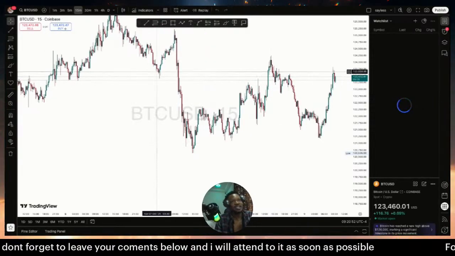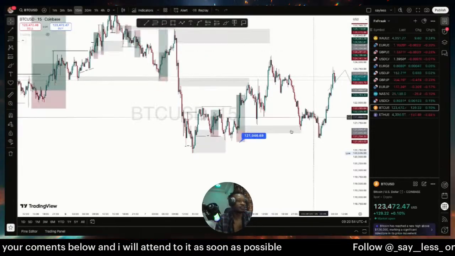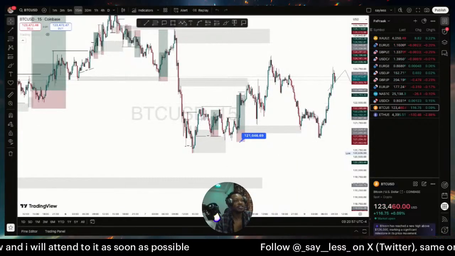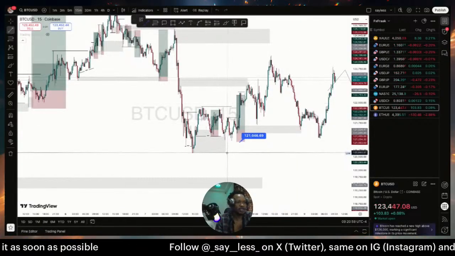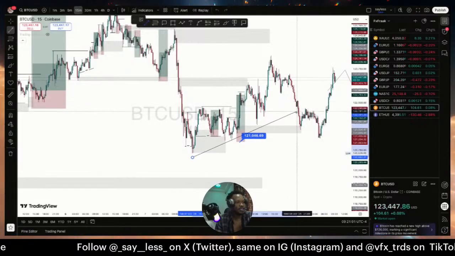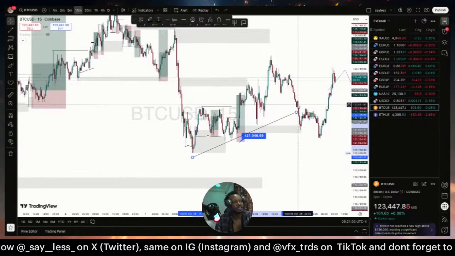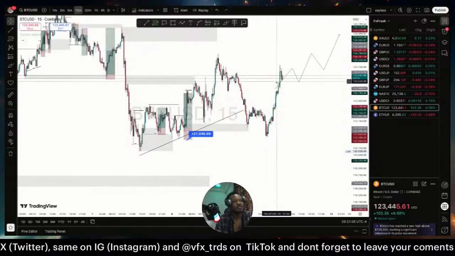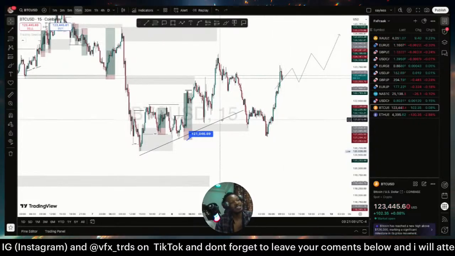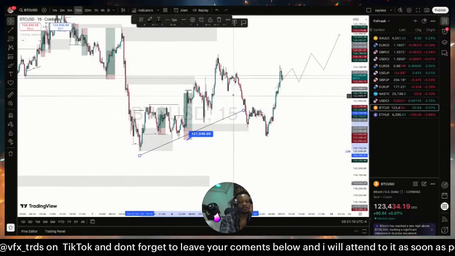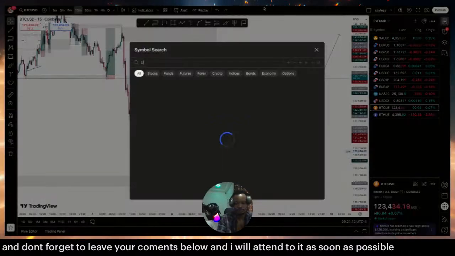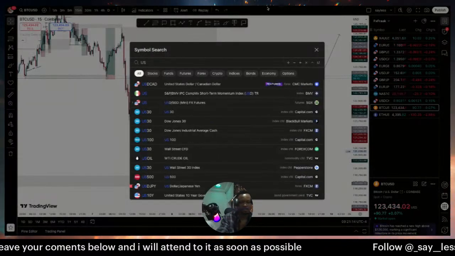Another thing before we leave Bitcoin is based on trend line, because I know a lot of you are looking at trend line. Based on trend line, this looks like a break in the trend, and there is a high chance that the market might decide to drop from here. But like I said again, I'm not buying it. I don't feel like that's true. US 30.